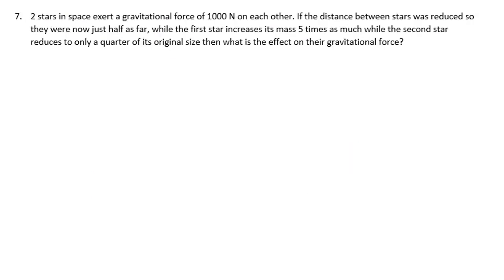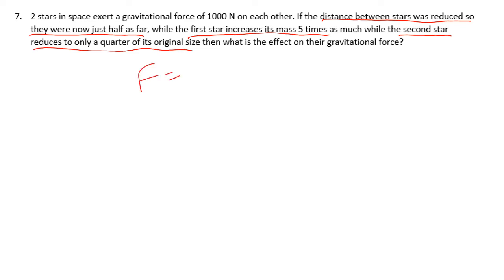All right, the next one, number 7. 2 stars in space exert a gravitational force of 1,000 newtons on each other. If the distance between the stars was reduced so that they were now distance is now half as far. First star increases 5 times as much, while the second star reduces to only a quarter of its original size. What is the effect on the gravitational force?